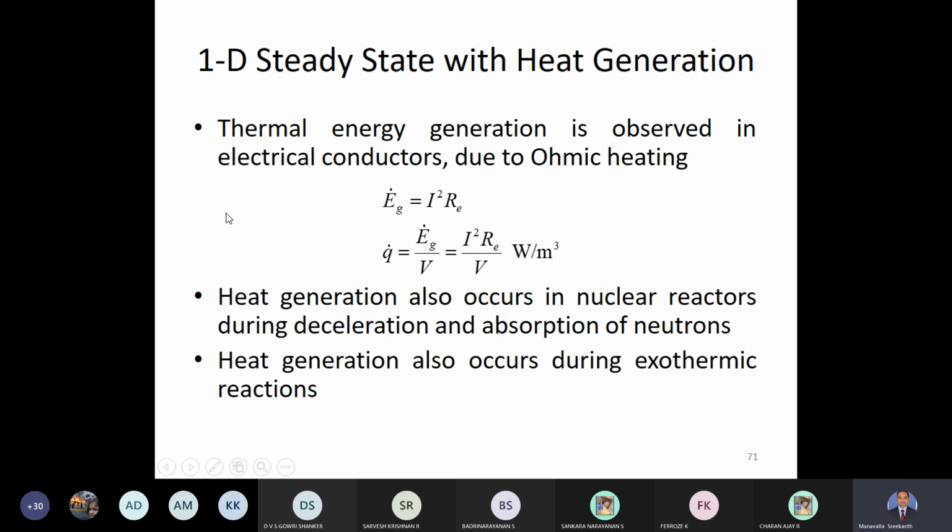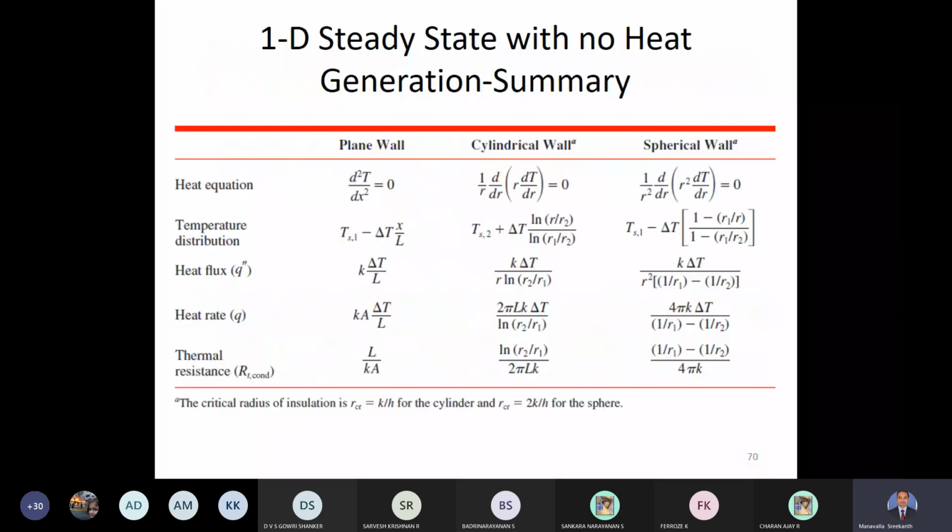Now coming to making things a little bit complicated. You see here, this is one-dimensional steady state with no heat generation. What we will do is consider one-dimensional steady state with heat generation. That means in this equation, d squared T by dx squared, additional to this term there will be a heat generation term. Heat generation term is represented by q dot. That q dot will appear in this equation, and in this equation also.